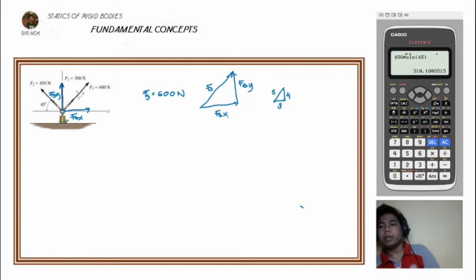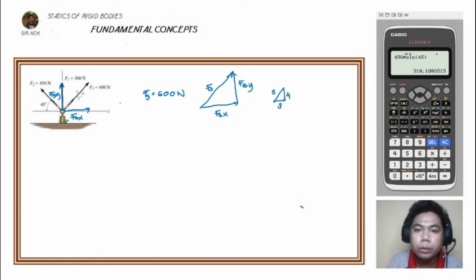So they are similar triangles. So we have F3x over F3, so F3x corresponds to side 3, so that is 3 over, then F3 corresponds to the side with length of 5, so we have over 5. So solving for the component x, F3x is equal to F3 times 3 over 5.